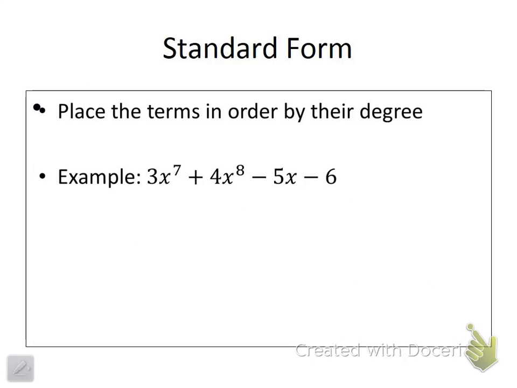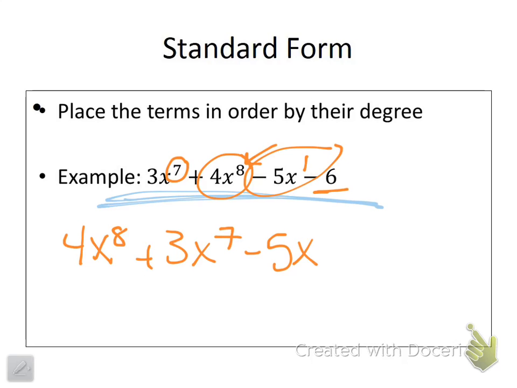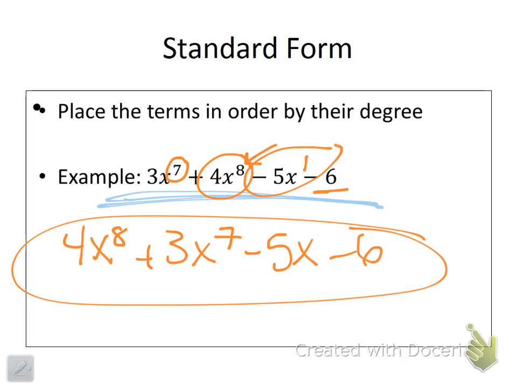Okay. Again, standard form, just another review. If I wanted to write this in standard form, I have to write it from the biggest degree to the lowest degree. Okay, so my biggest degree in this is going to be this one. So we're going to write 4x to the 8th because that 8 is biggest. Then our 7 is the next biggest, so 3x to the 7th. And then since that's to the 1st, this is our next one. And then we do our number last. Boom.